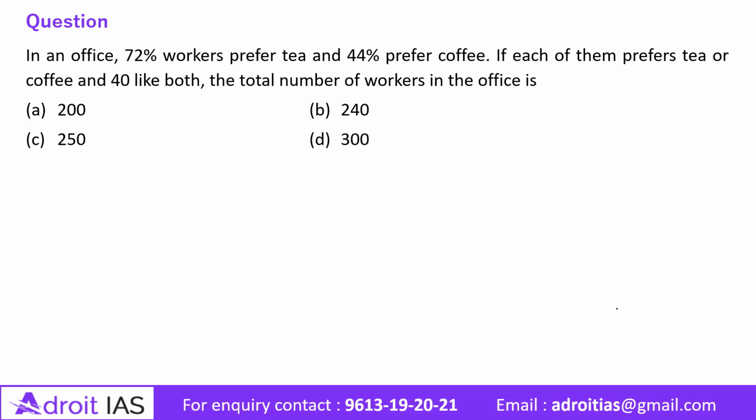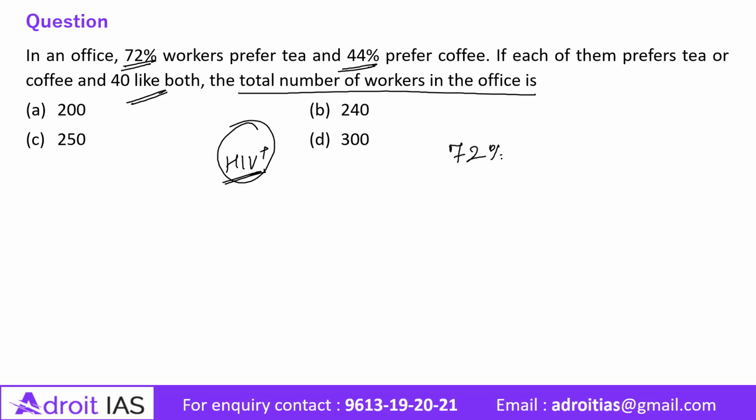Next question says, in an office, 72% workers prefer tea and 44% workers prefer coffee. If each of them prefers tea or coffee and 40 like both, the total number of workers in the office is. Everybody, this question is the same as the HIV one, or the hospital one, like the question that we have done earlier. 72% prefer tea and 44% prefer coffee.